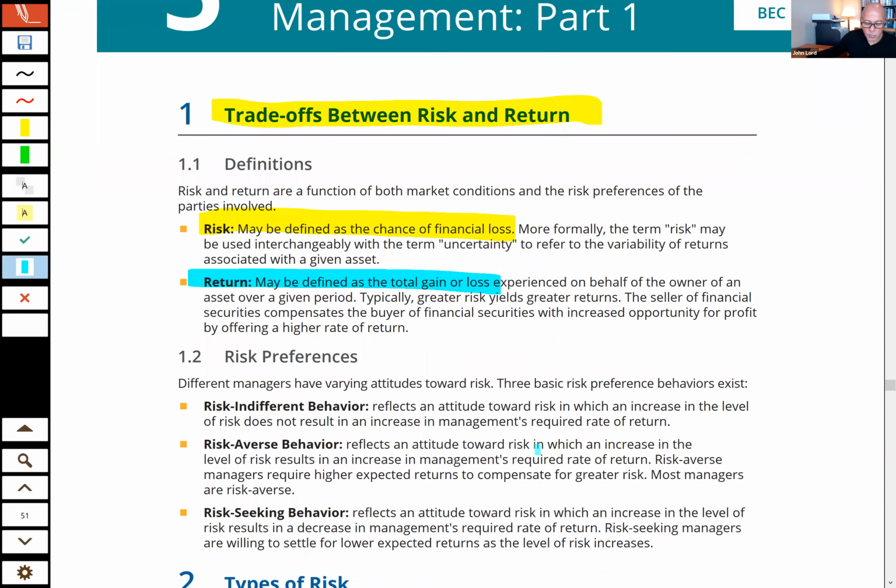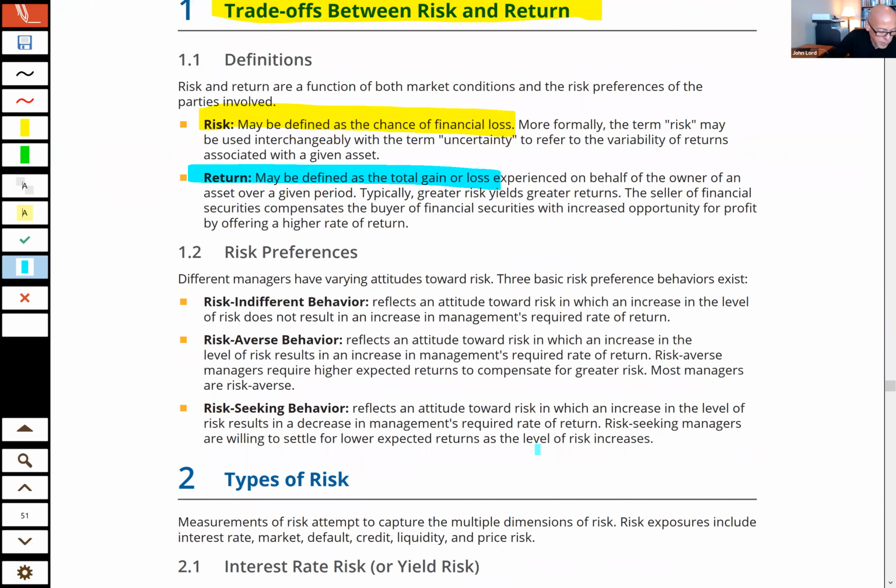Now, we talk about risk preferences, okay? And we're going to go ahead and take a look at these, but let's just start with the most common case, which is really what we just set up above, which is risk averse behavior. And it reflects an attitude towards risk in which an increase in the level of risk results in an increase of management's required rate of return. And they tell us most managers are going to be risk averse. And I think that's the case.